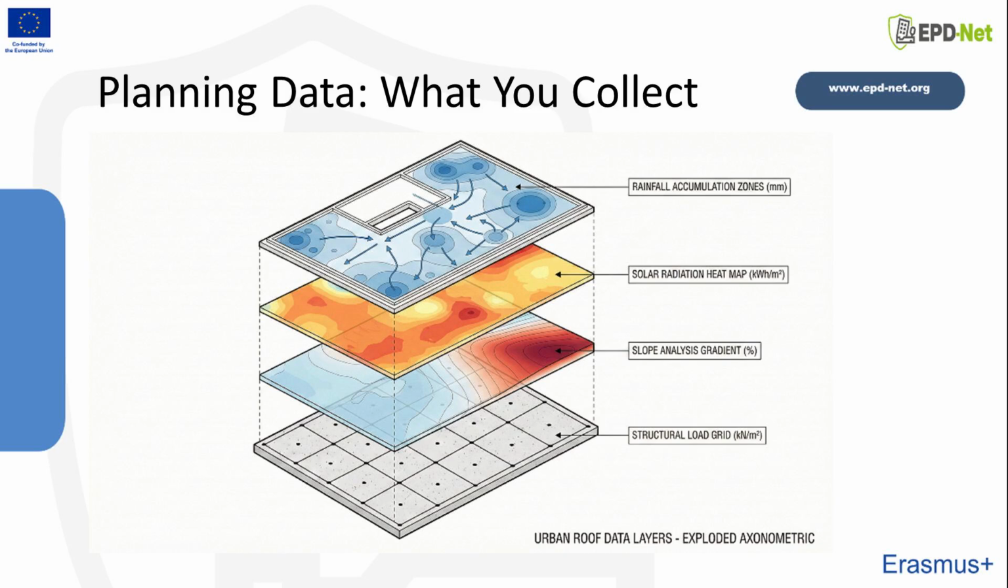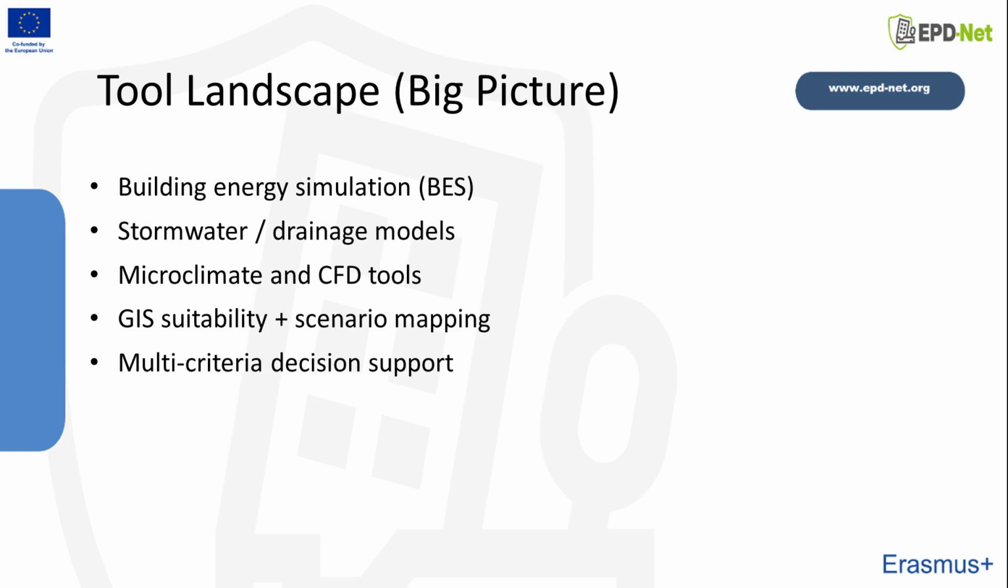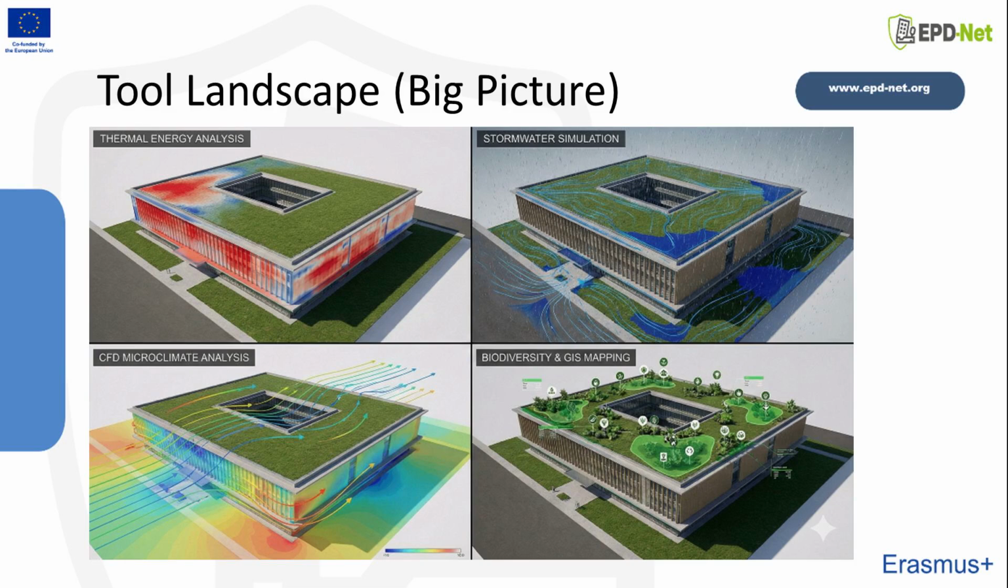For rainfall, temporal resolution matters. Hourly rainfall can hide peaks that drive overflow, so select data that matches the design question. The tool landscape can be confusing because many tools overlap. Building energy simulation estimates changes in heating and cooling loads. Stormwater models estimate runoff volume, peak flow, and system overflow risks. Microclimate and CFD tools estimate outdoor thermal comfort and local air temperature patterns. GIS tools map roof suitability and support scenario-based portfolios.